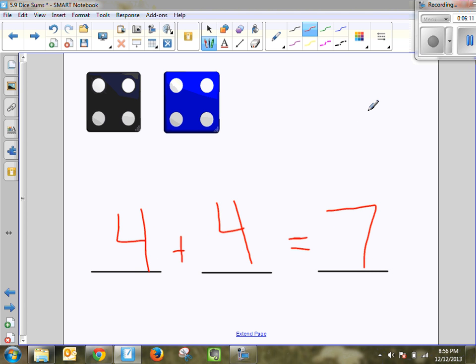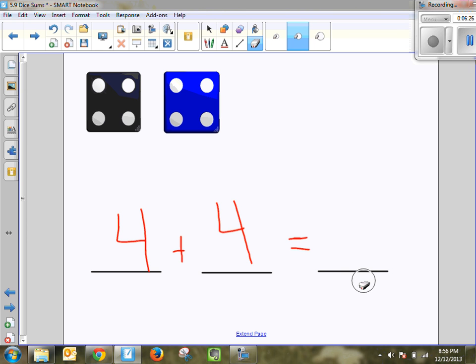So go ahead, take your time. If you need to count these dots, if you need to figure out how many dots are on each die, go ahead and do that. And then point to which part is wrong. So if you were thinking in your head, which part did I mess up on? Point to it for me, please.